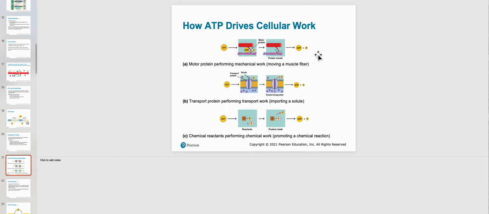Okay, so things happen because we are changing the shape of something. So in this case, it's mechanical work. And we're doing that by adding a phosphate group that came off of the ATP. And then when I want to make it go back to the original shape where it's not bent anymore, I remove the phosphate group.